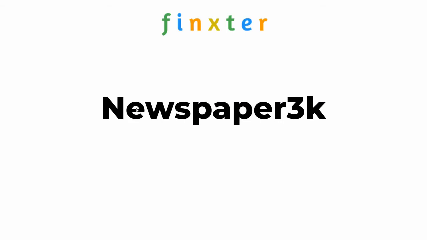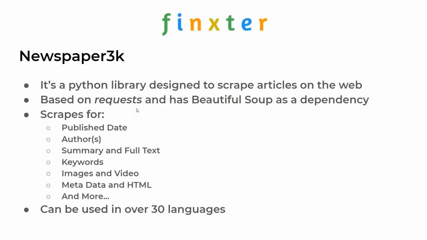Hello everybody. In this video I'm going to introduce for you a very easy to use Python library called Newspaper3k. What it does is scrape articles and text from all sorts of sources using the requests and Beautiful Soup libraries. And in only a few lines of code you can search for such things as the published date, the authors, you can get the summary and the full text.